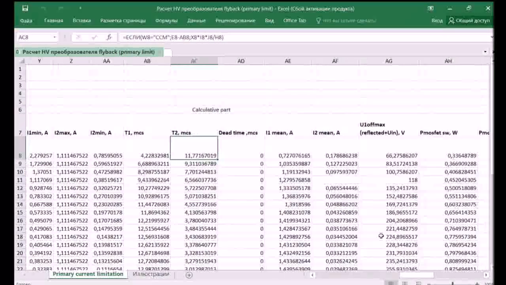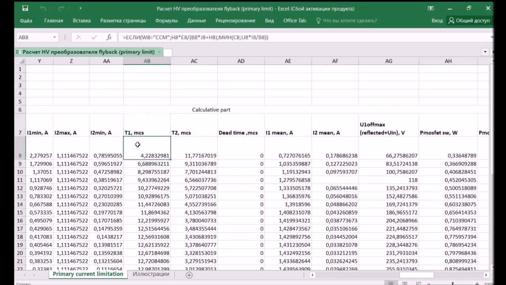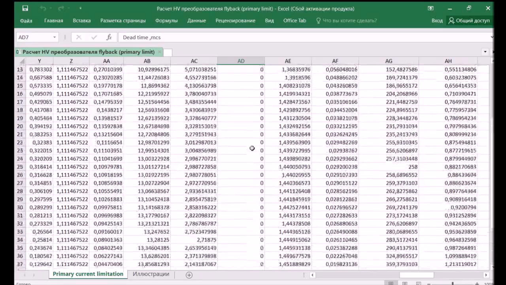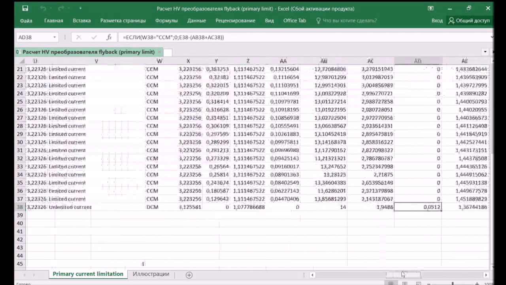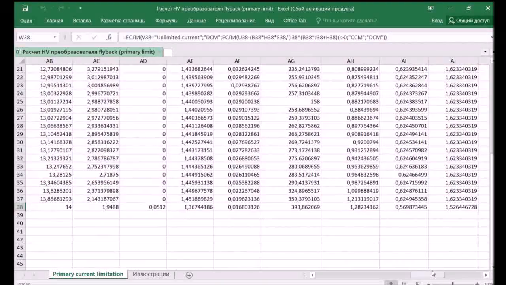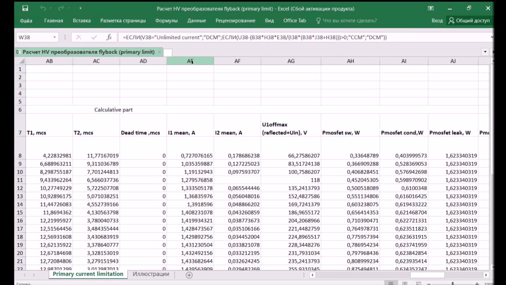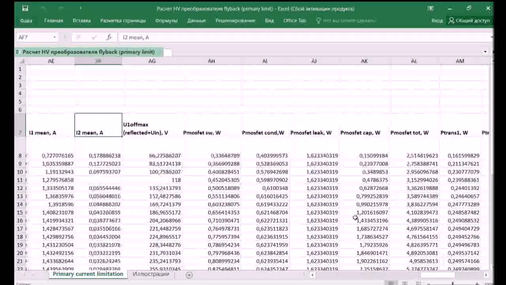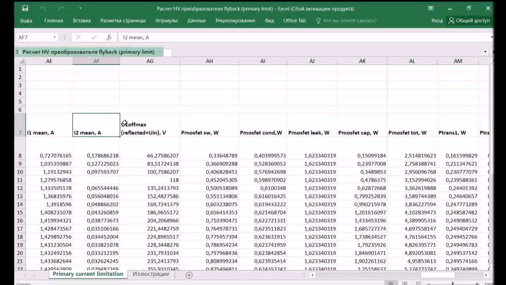Timing parameters: forward on time and off time, dead time. We can see that dead time is not zero only in DCM, as it must be. Then we calculate the power parameters, for which we must know primary winding, primary current, mean current, secondary mean current, to calculate the output power.